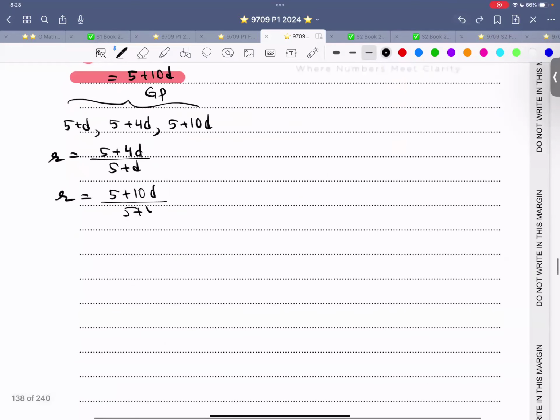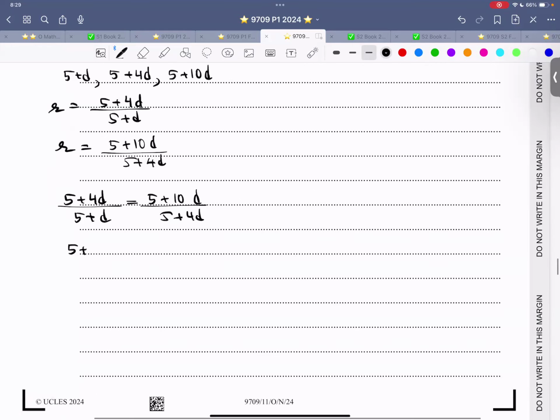Hold for a second. Over here, this is 4d. So this is 5 plus 4d over 5 plus d, equal to 5 plus 10d over 5 plus 4d. So (5 plus 4d) whole square is (5 plus d)(5 plus 10d).